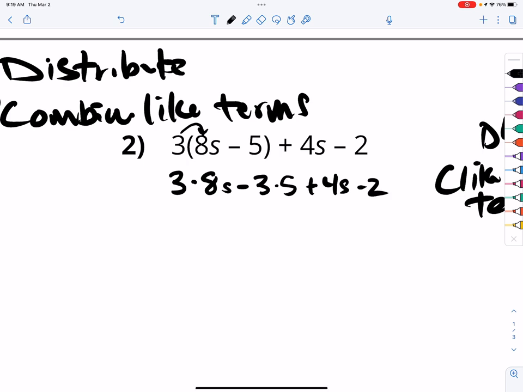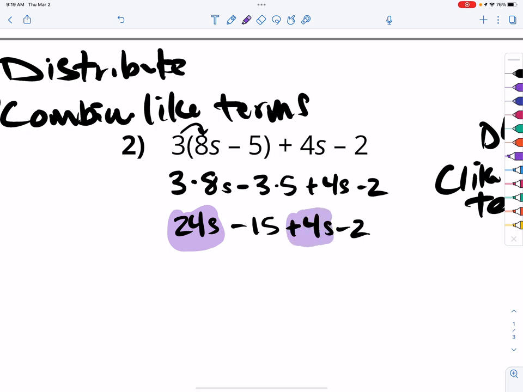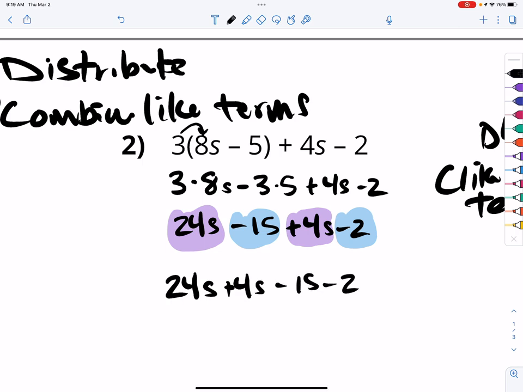So 3 times 8s is 24s minus 15 plus 4s minus 2. Now this becomes a combining like terms problem, so I'm going to highlight my like terms. We have 24s, and then we are adding 4 more s to that. Then we're taking away 15, and then taking away 2 more. So when I write this out, I'm going to reorganize: 24s plus 4s minus 15 minus 2.